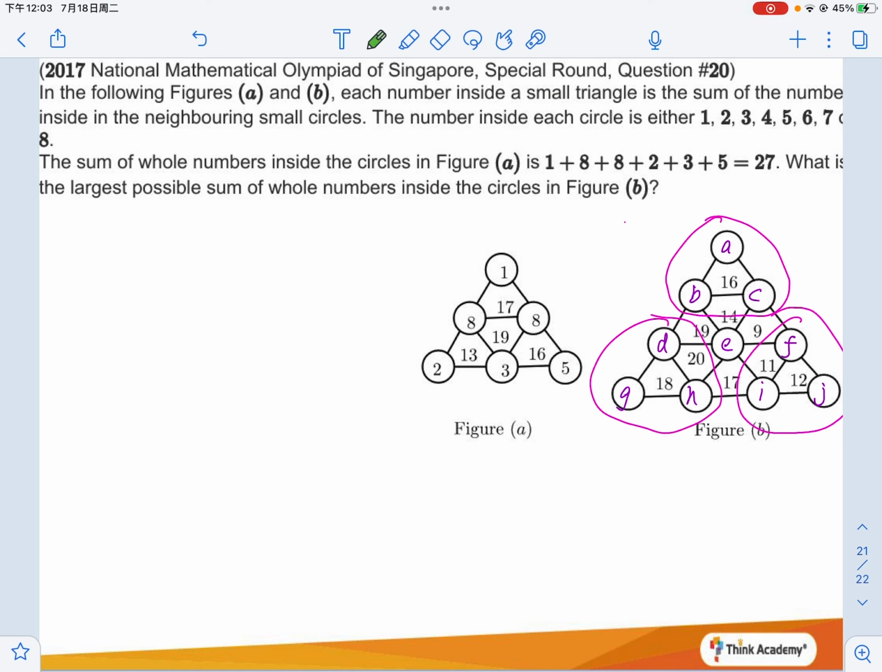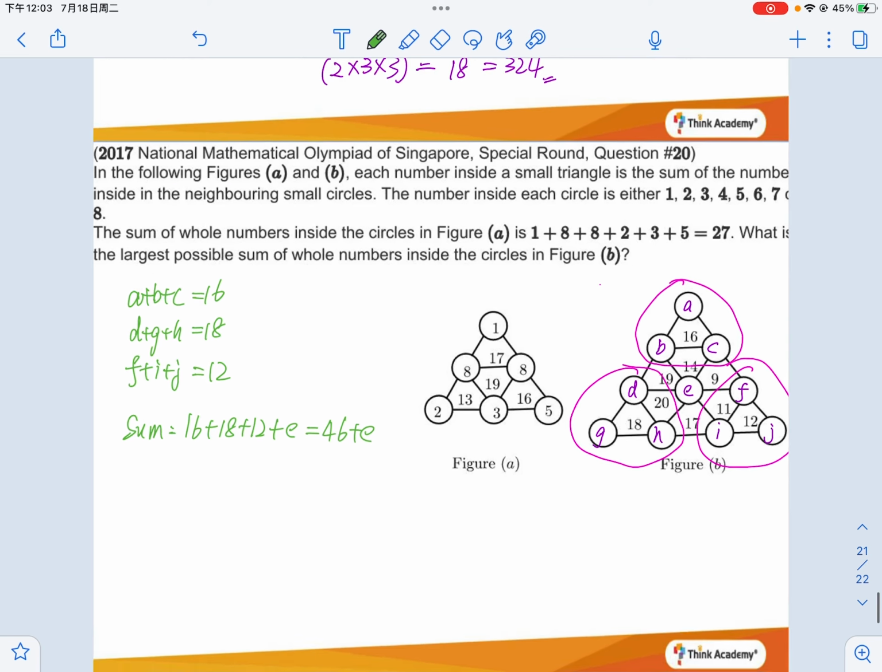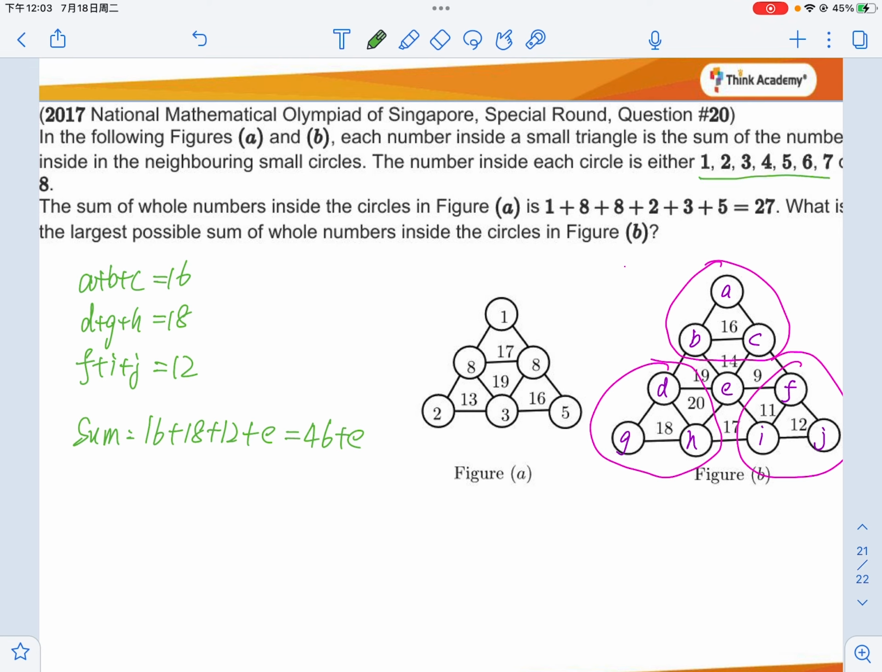So you find A plus B plus C is 16. D plus G plus H equals 18. F plus I plus J equals 12. And the sum is 16 plus 18 plus 12 plus E, right? Or the total sum, I mean. So the answer will be 46 plus E. And we can choose the numbers 1, 2, 3, 4, 5, 6, 7, and 8, right? So we can only choose these several numbers.